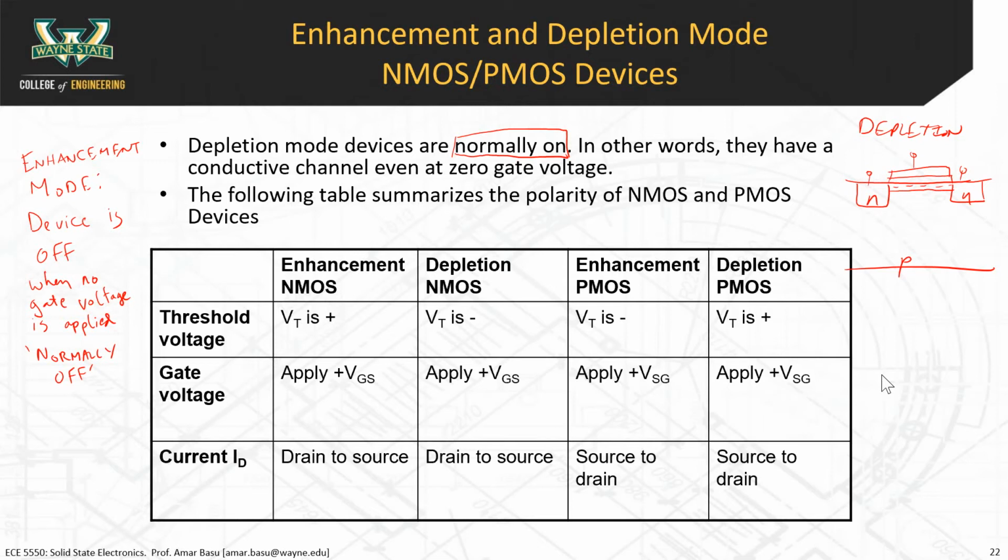If you think about this as a switch, it's a switch that's always in the on position. You actually have to apply voltage to turn the switch off. That's what a depletion mode device is. An enhancement mode device is if you don't apply anything to it, the switch is off. You have to turn on the switch. You have to apply a voltage to it.